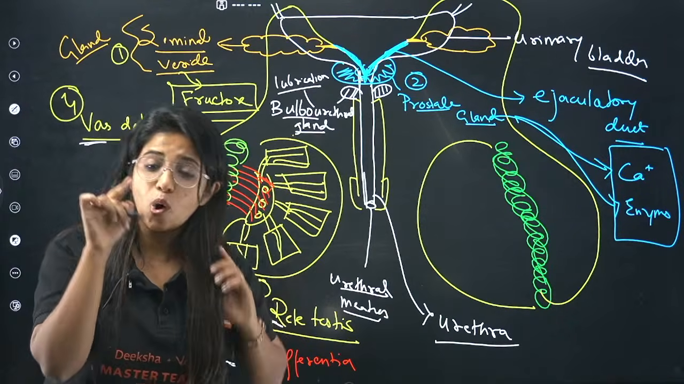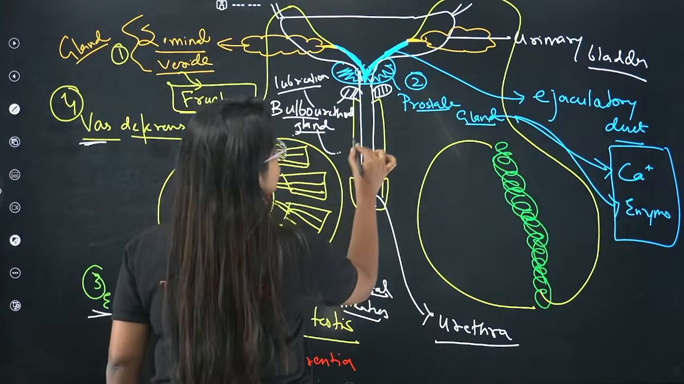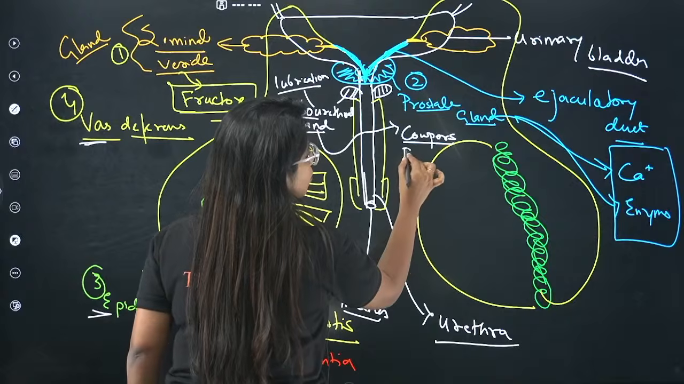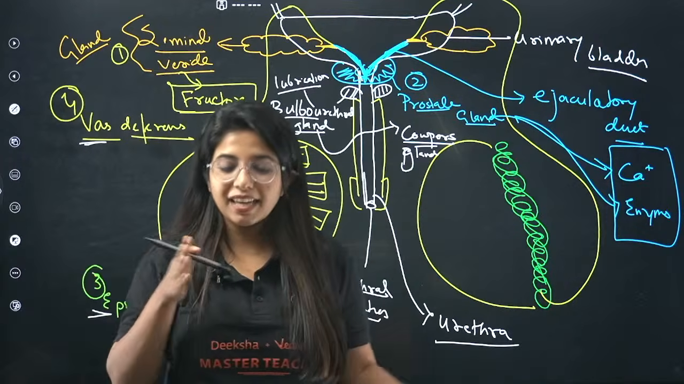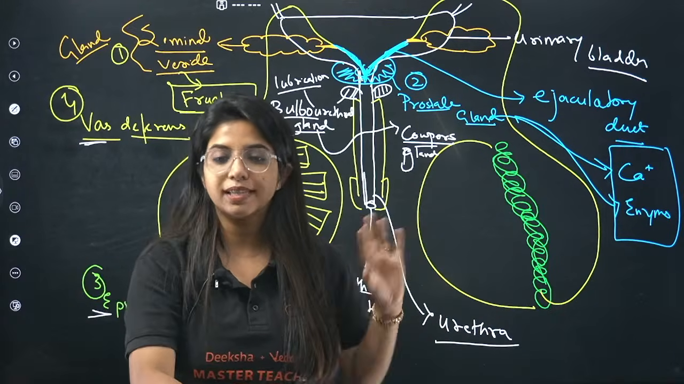The bulbourethral gland is also known by one more name. It is also known as the Cowper's gland. Bulbourethral gland is also known as Cowper's gland. They can exchange the term and give it to you just to confuse you. Do not be worried. It's the same thing only.